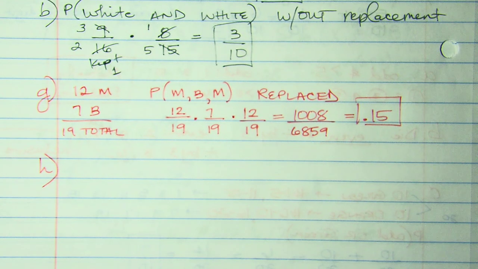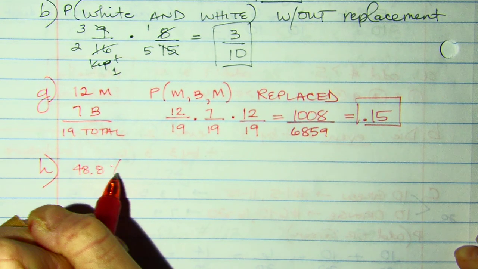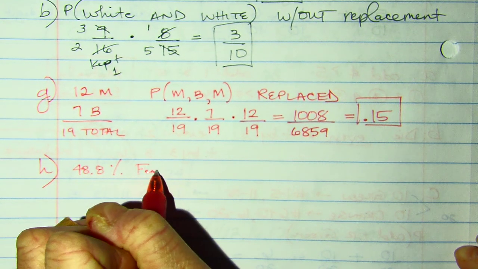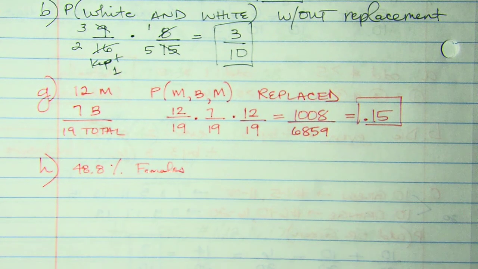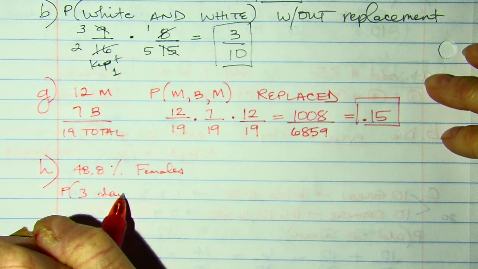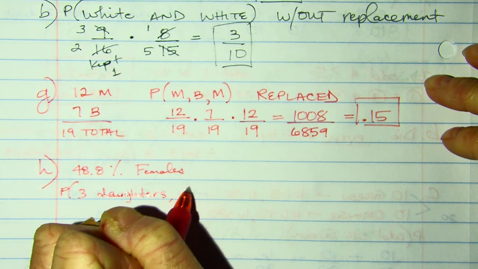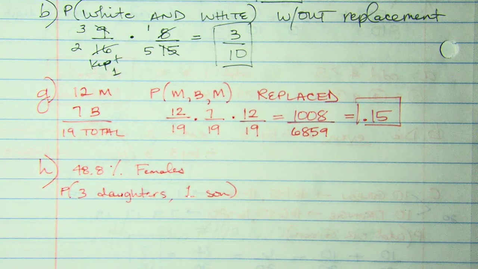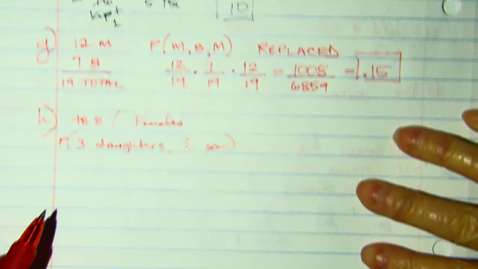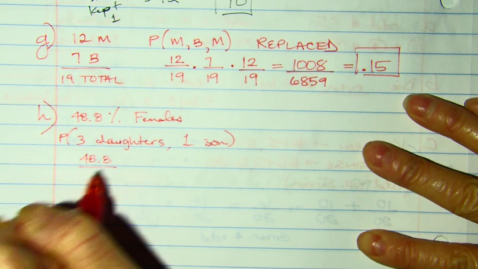Last one says that approximately 48.8% of live births are females. What's the probability that you would give birth to 3 daughters followed by 1 son? Well, 48.8% are out of 100.